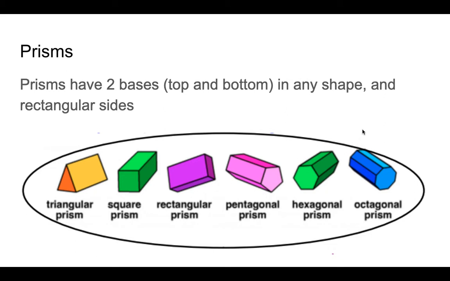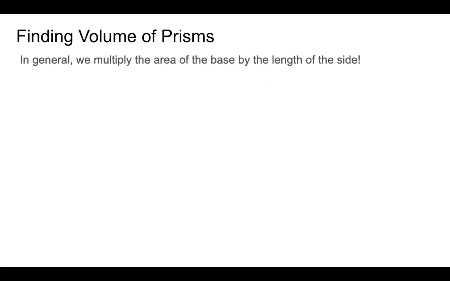That's different than a pyramid, which is what we're going to do next time. We're going to focus on triangular, square, and rectangular prisms. Now, a square prism, you may know, is a cube, because of course the rectangles on the side will be squares as well. So let's take a look, how do we find volume of prisms?